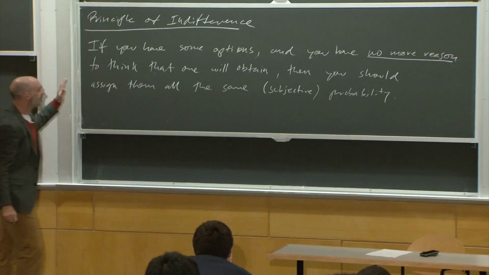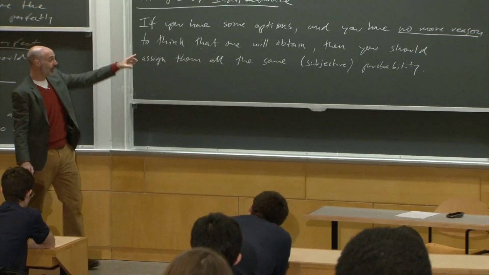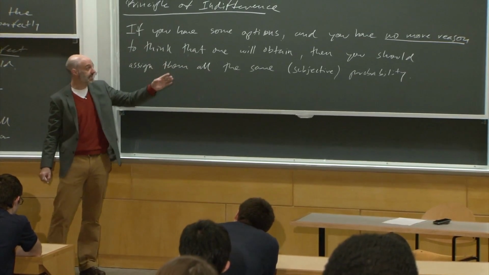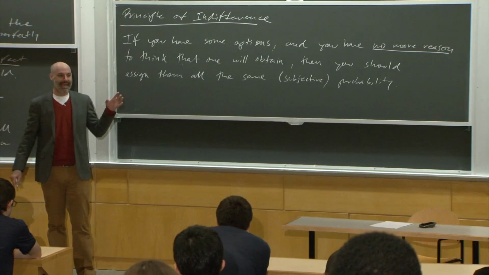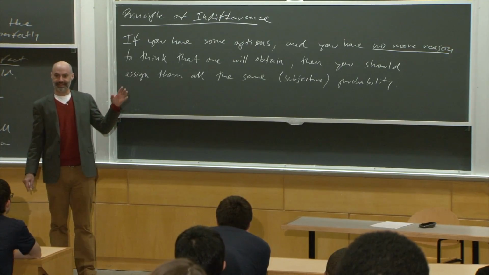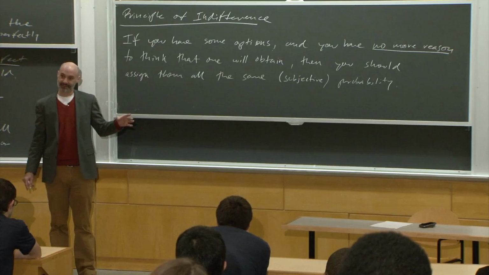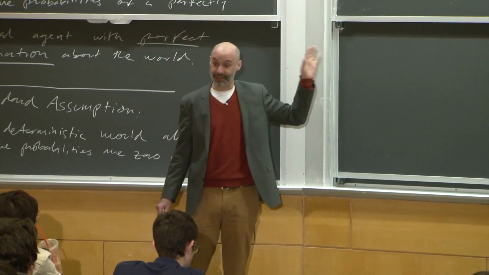If you have some options and you have no more reason to think that one will obtain than you have to think that the others will obtain, then you should assign them all the same subjective probability. So this principle seems eminently sensible, and yet I claim that, thus stated, it is inconsistent. I was horrified when I first read about the example that I'm going to tell you about. I'm going to describe an example, and I'm going to claim that it shows that this cannot be right without modification.